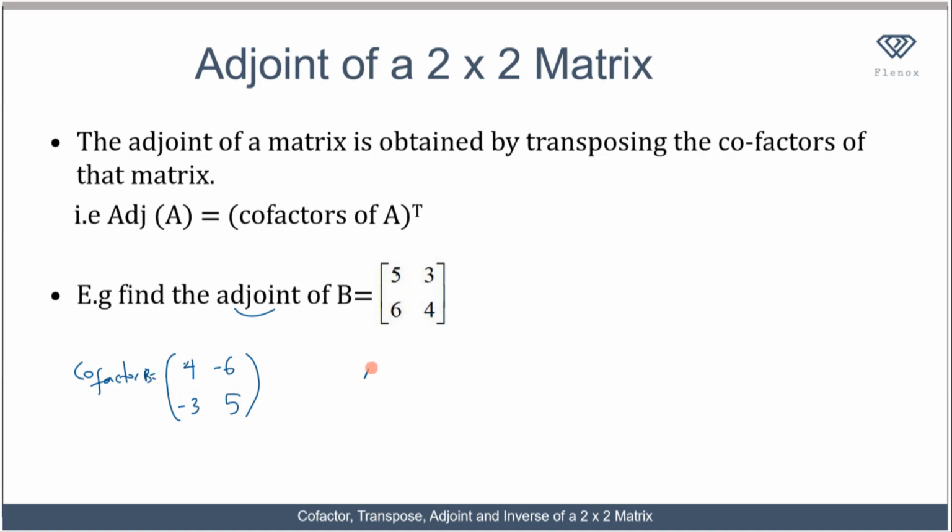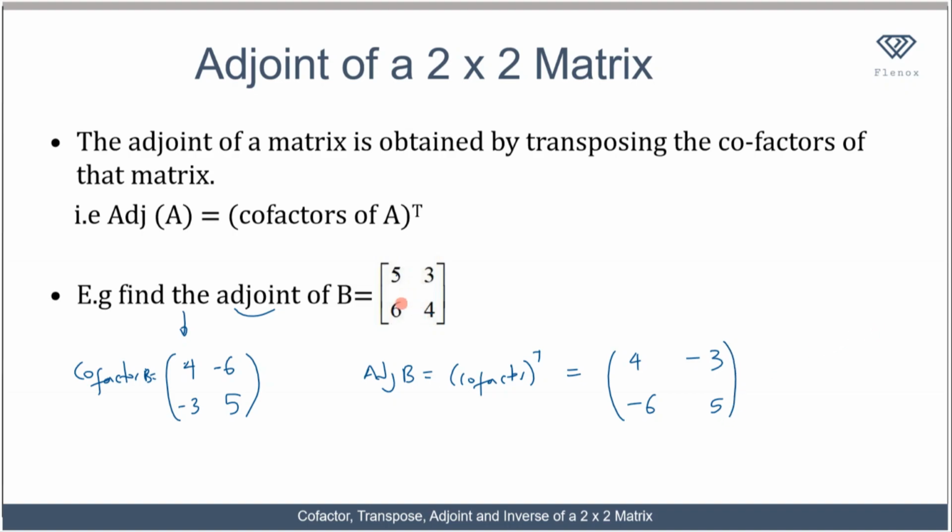So now the adjoint of the matrix B is equal to the transpose of the cofactor. What does it mean? It means I just need to find the transpose of this cofactor. To find the transpose of the cofactor, I just change the columns to rows. In my first column, I have 4 and minus 3, so my first row will be made up of 4 and minus 3. My second column is made up of minus 6 and 5, so my second row will be made up of minus 6 and 5.